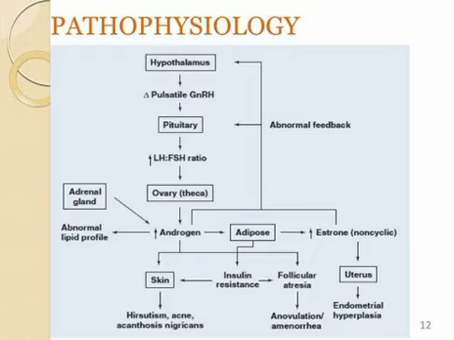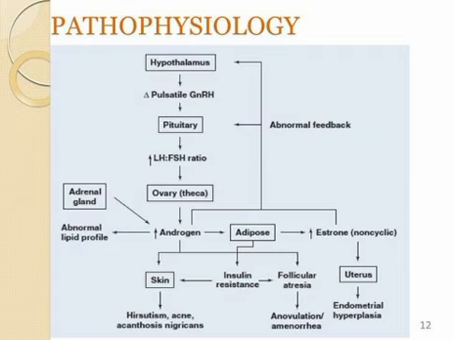Next will be the pathophysiology. Here, the hypothalamus activates the pituitary gland, where they produce gonadotropin releasing hormone. Then, after that, there will be an increase in the luteinizing hormone to follicle stimulating hormone ratio in the ovaries.